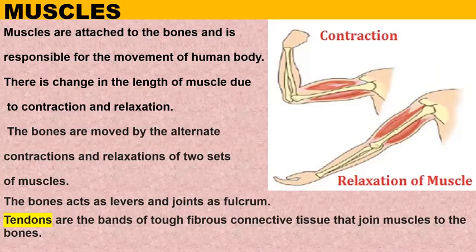The movement of the body parts in human beings is brought about by the alternate contraction and stretching of the muscles attached to the movable bones of the skeleton. The contraction of muscles is controlled by the brain. Tendons are the bands of tough fibrous connective tissue that join muscles to the bones.